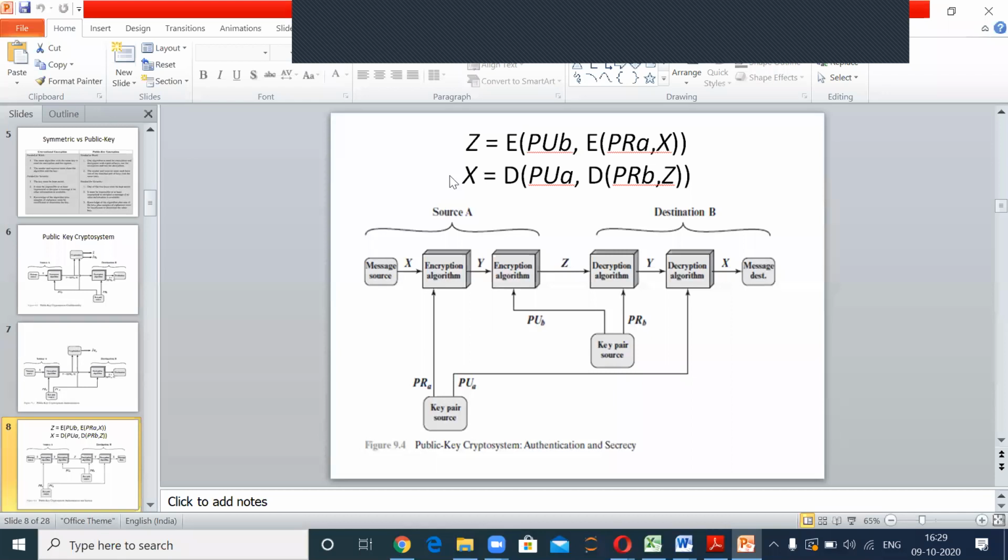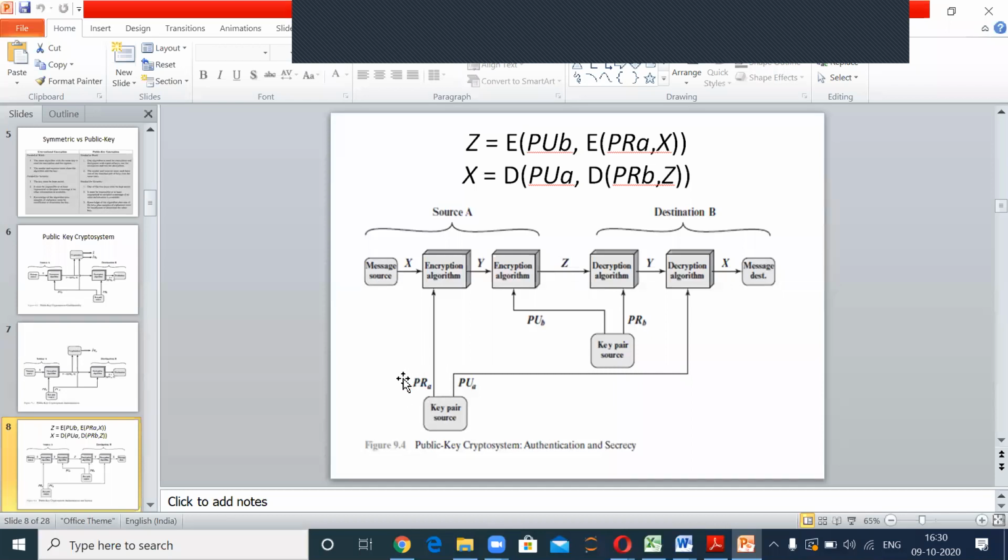Here, these are the sender side operations. This is done at the receiver side, the destination side operations. Here the sender wants to send the message, say the message I am representing as X. That is encrypted first by using the algorithms, it may be RSA or Diffie-Hellman key exchange, by using the pair of keys.